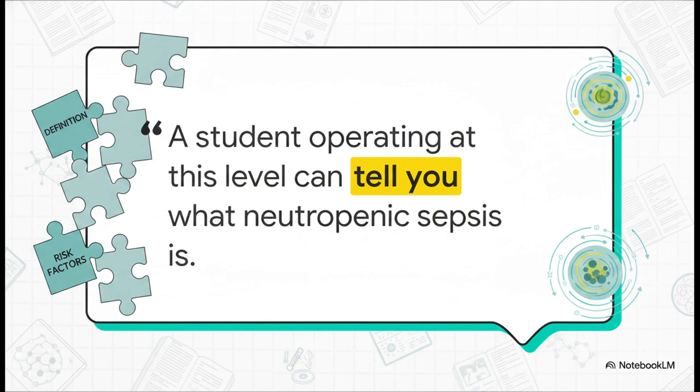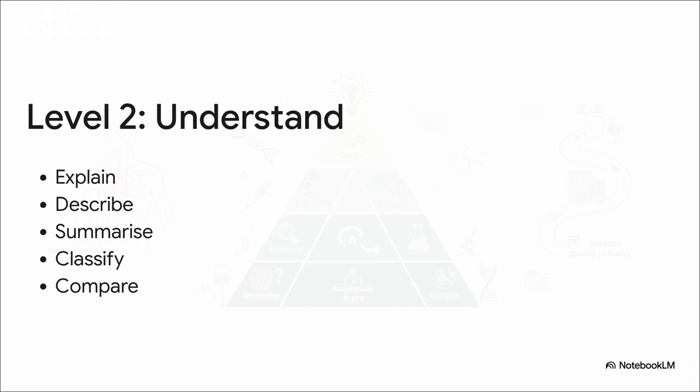But, and here's the catch, while you can name those risk factors, you can't actually explain why they exist or how to treat them. You just have the disparate puzzle pieces sitting on the table. Stepping up to level 2, we hit understand. Now we're moving well past rote memorization.